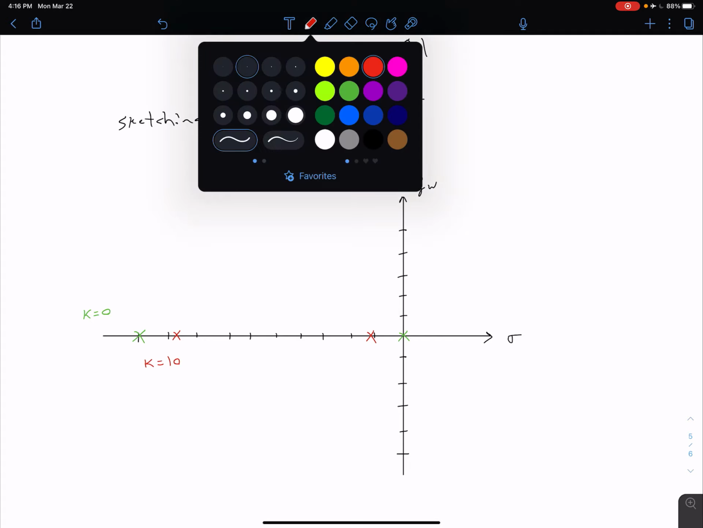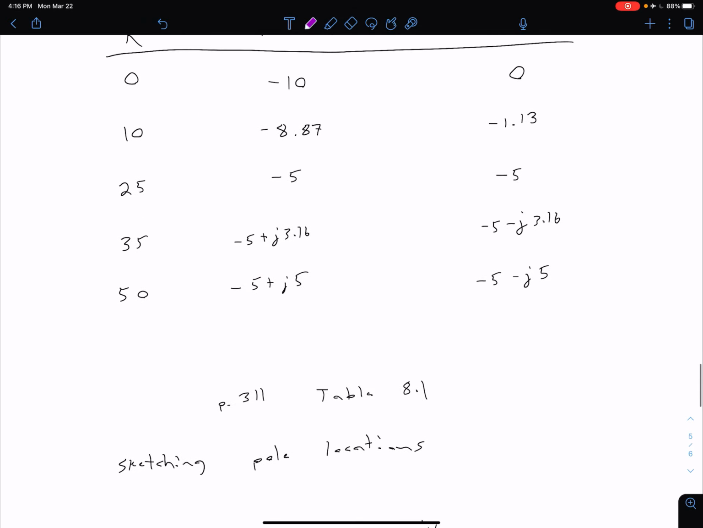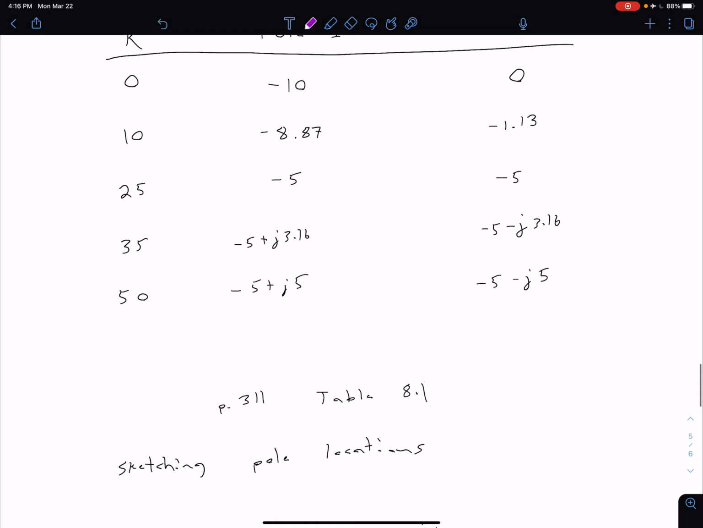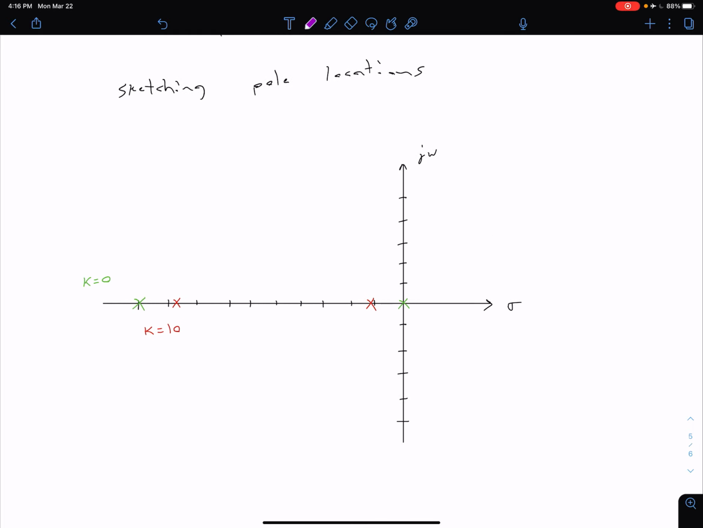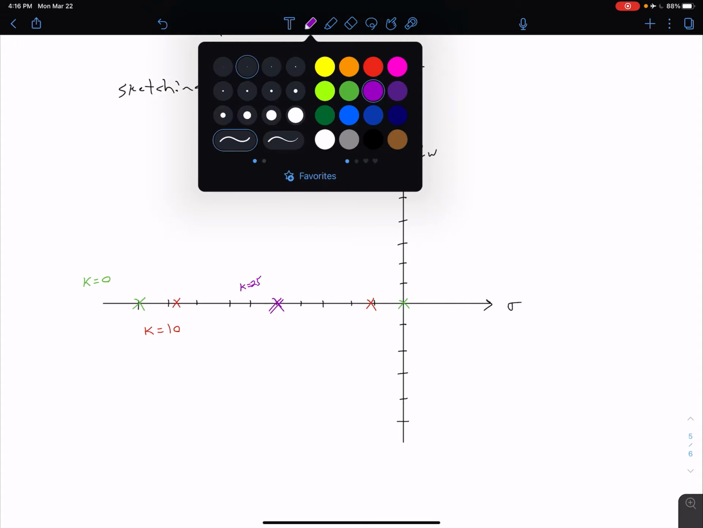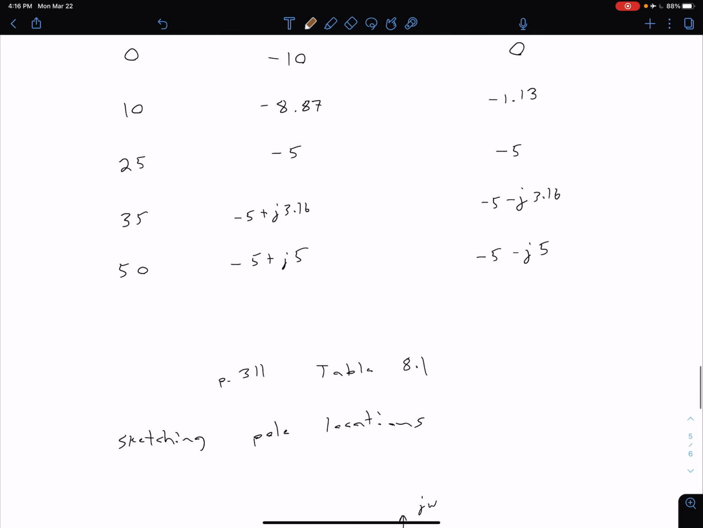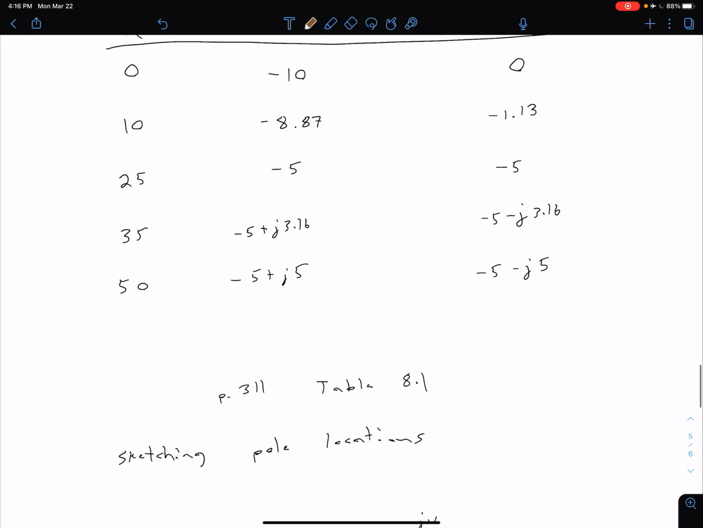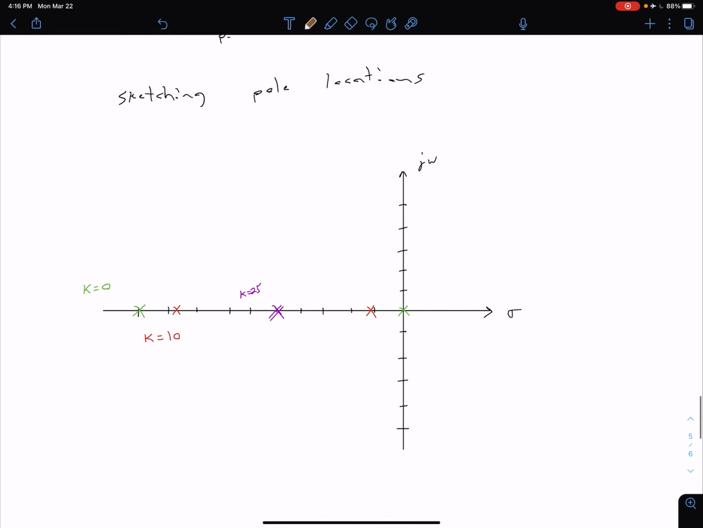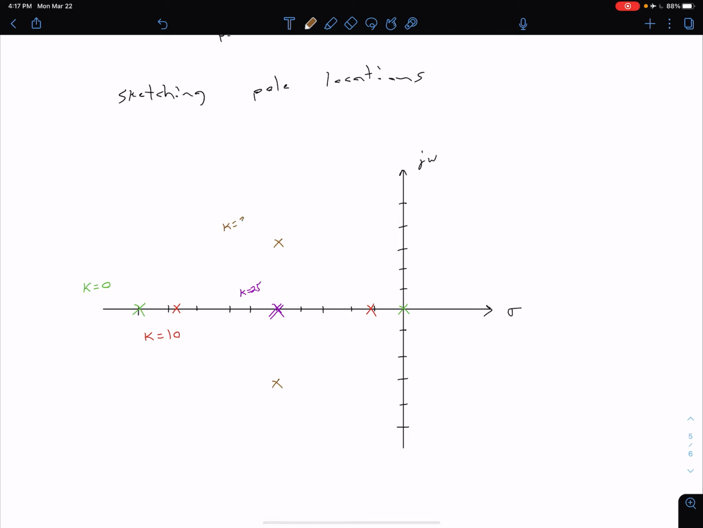Let's switch colors and do another one now. Let's go to purple. For our gain of 25, we have two poles at negative 5. So 1, 2, 3, 4, 5. We're going to have real repeated poles right there, and that's our k equals 25. Let me move that out of the way a little bit. Okay, let's keep on going. We've got a few more. Let's do brown. Now if we do 35 for our gain, we have negative 5 plus or minus j3.16. So 3.16, a little above 3, somewhere about here and about here. So that's a k of 35.